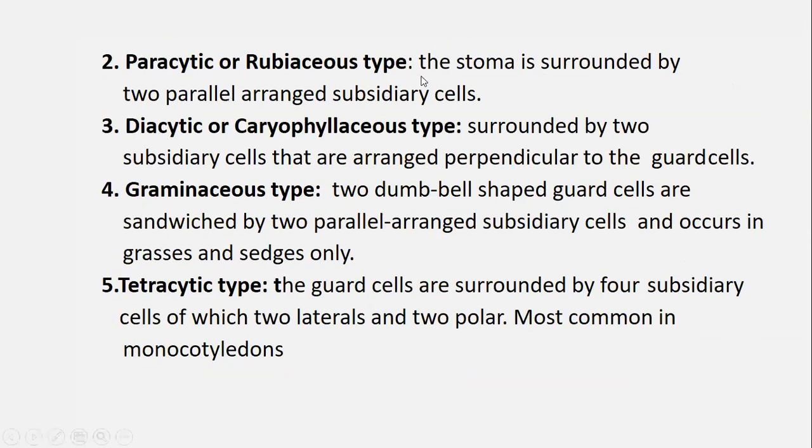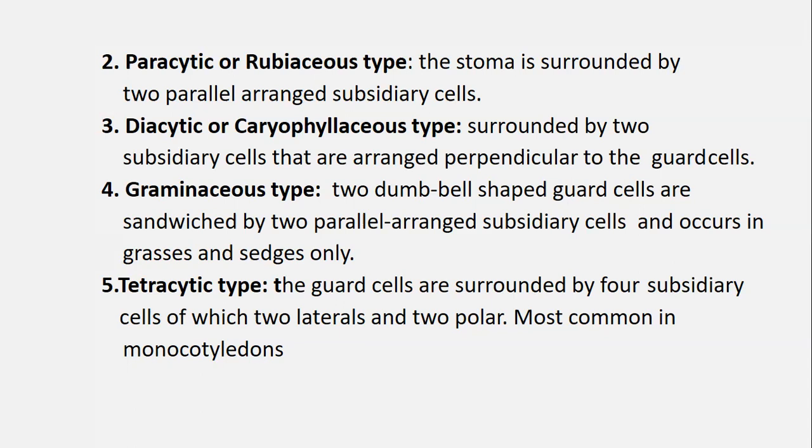In the case of the paracytic or rubiaceous type, the stoma is surrounded by 2 parallelly arranged subsidiary cells. This is very common in the family Rubiaceae, and therefore it is also known as the rubiaceous type. The third one is the diacytic or caryophyllaceous type. Here the stoma is surrounded by 2 subsidiary cells arranged perpendicular to the guard cells, and it is common in Caryophyllaceae, a dicot family, and therefore it is also known as the caryophyllaceous type.